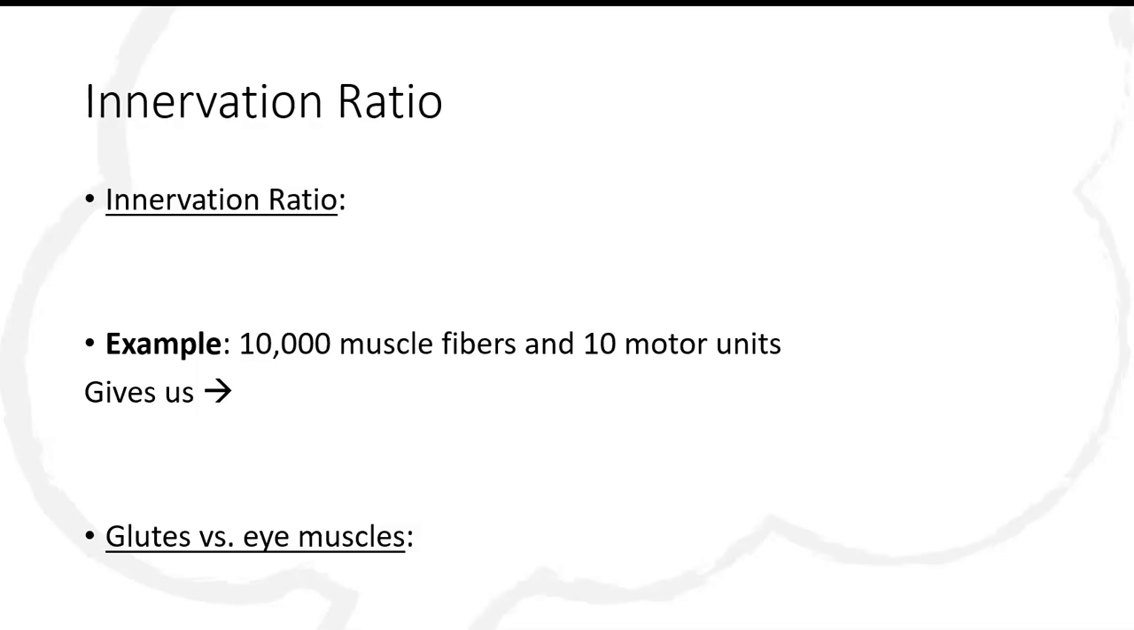So for example, 10,000 muscle fibers and 10 motor units will give us a ratio of 1 to 1,000, meaning 1 alpha motor neuron for every 1,000 muscle fibers. The average number of muscle fibers per unit in that muscle is then 1,000. So this ratio will be much larger in the glute muscles and in our back muscles. And this ratio will be much smaller in muscles which require fine motor control, like the eye and the fingers, so digital manipulation.